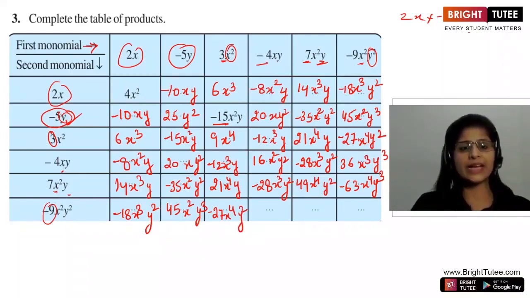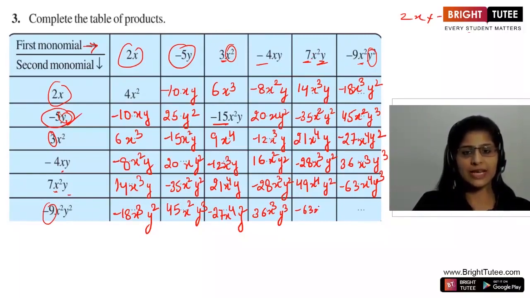The next is minus 4 and minus 9. It is 36. And x into x square is x cube. Y into y square is y cube. 7 into 9 is minus 63. And x square into x square becomes x to the power 4, and y into y square becomes y to the power 3.